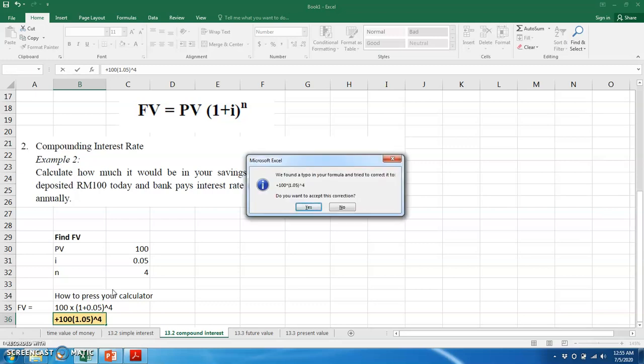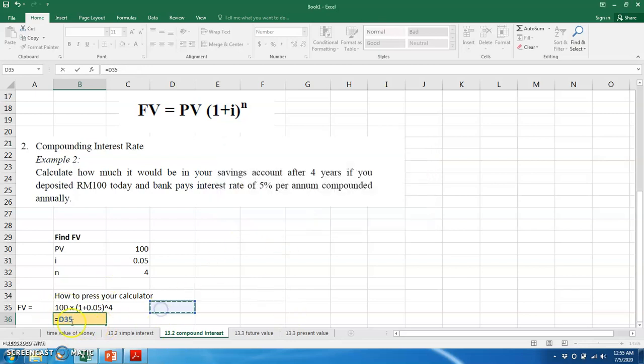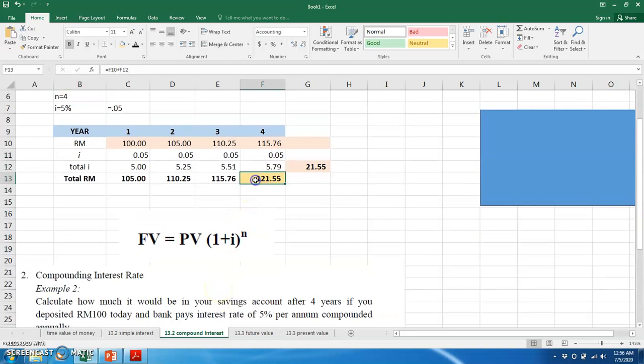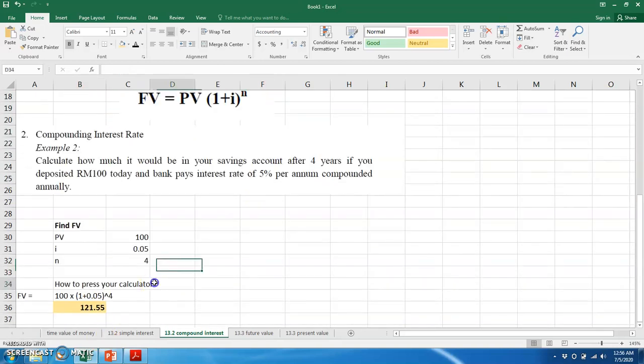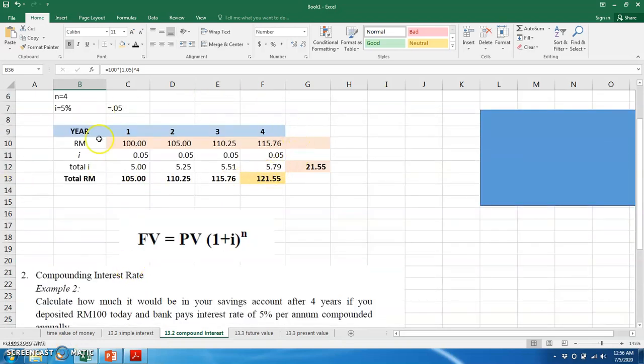Really? What happened? Yeah, of course. It's good to see a lecturer making mistakes. Okay, now again. 1.05 to the power of 4. You will get 1.2155. Now let's compare the answers. Same, right? So basically, if you use this formula, you get the same answer as when you calculate year 1, year 2, year 3, and year 4.